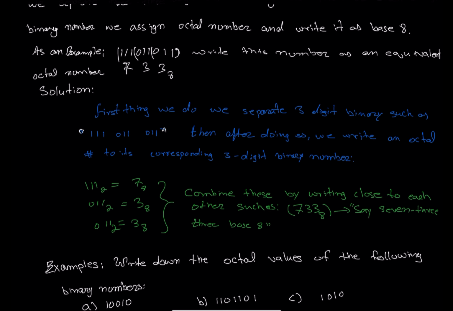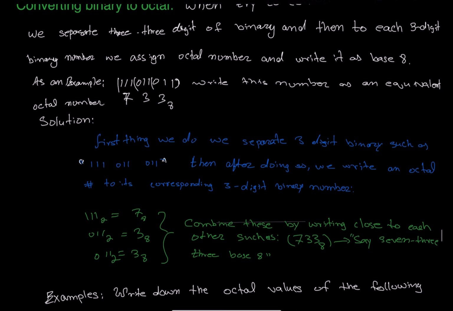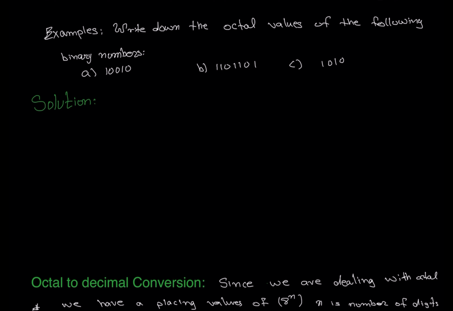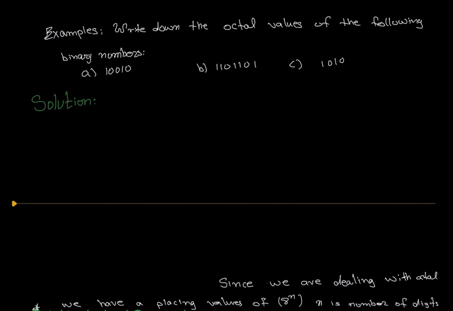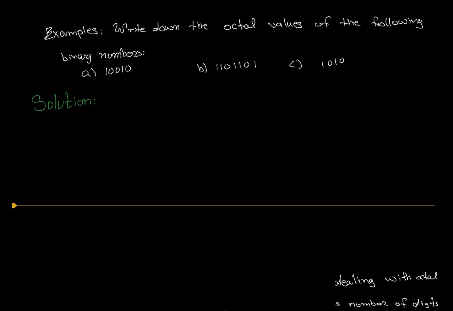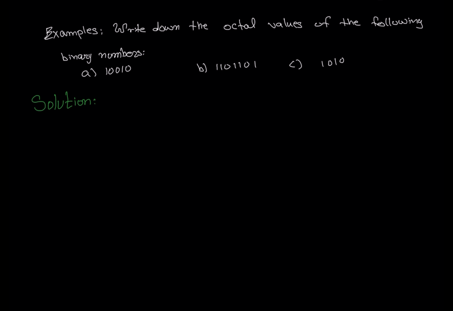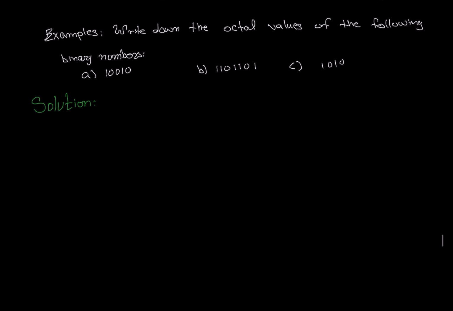Alright, I hope it was not that bad, and let's go to the examples. Okay, let's do some examples here. Welcome to the example session. We'll try to solve some questions here. Luckily it's only given 3. It says write down the octal values of these following binary numbers.